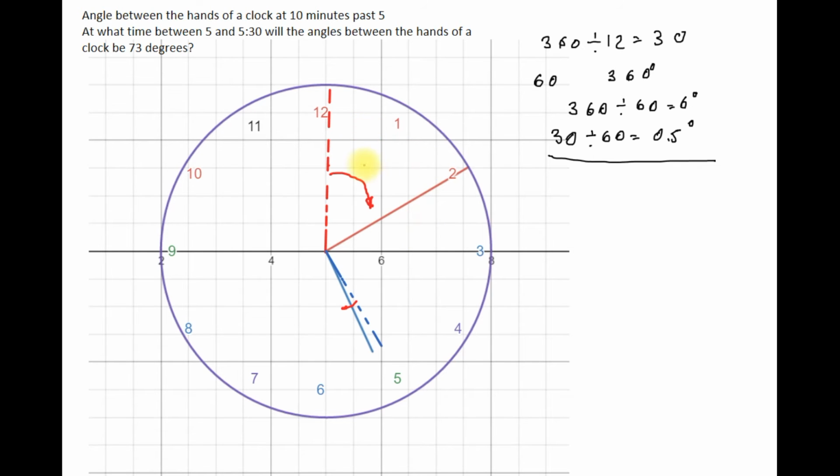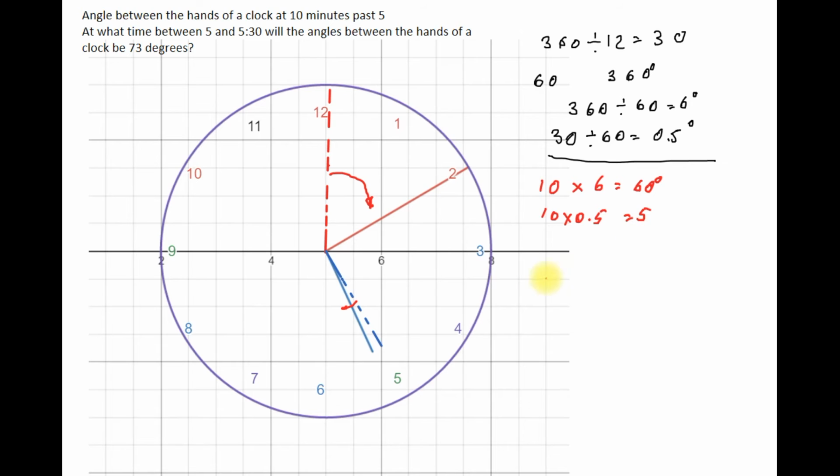Now, by how much does the minute hand increase the angle? The minute hand increases 6 degrees for every minute. So in 10 minutes, it will have moved 60 degrees. The hour hand will have moved 10 times 0.5, which is 5 degrees in 10 minutes.